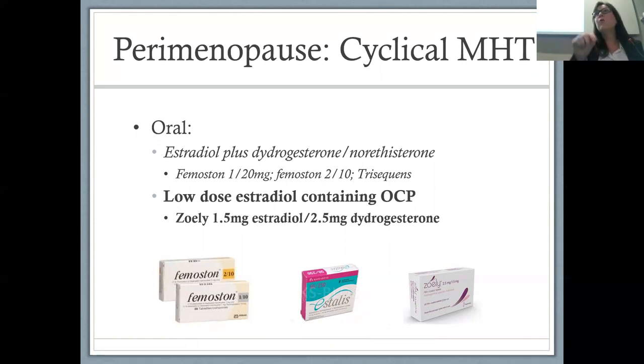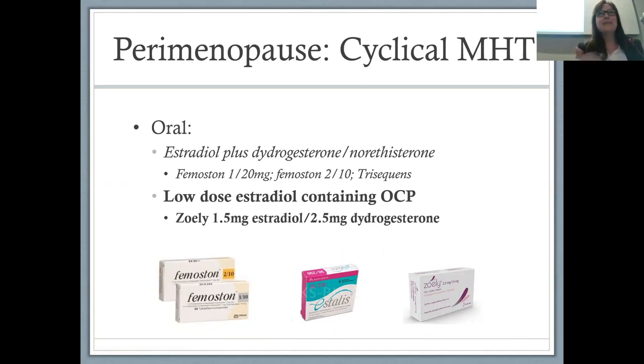Essentially they work similarly to oral contraceptive pills, but they're not contraceptives. Really, I would very much stress, do tell your ladies that they're not contraceptive, because it is still possible to fall pregnant at 46 and 47. And we see it occasionally.